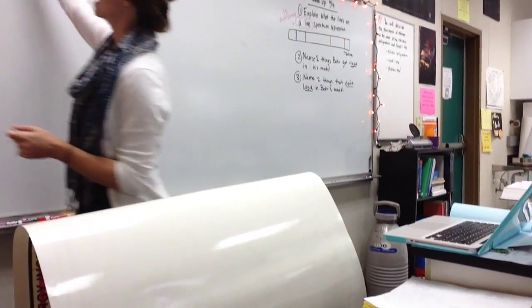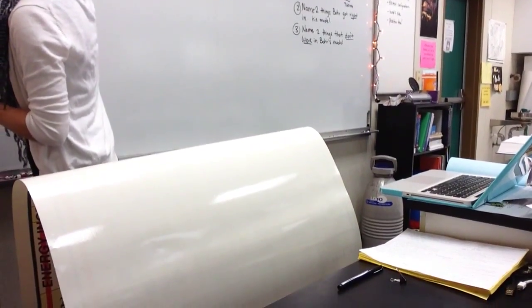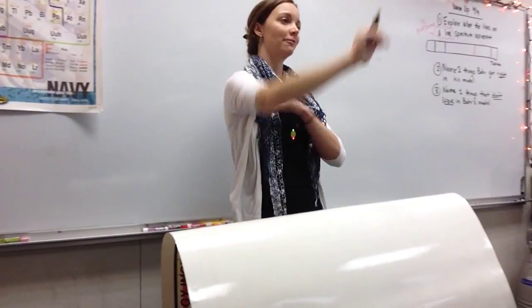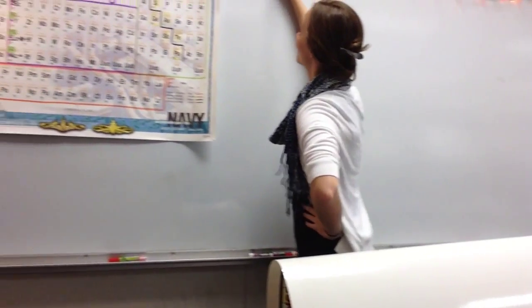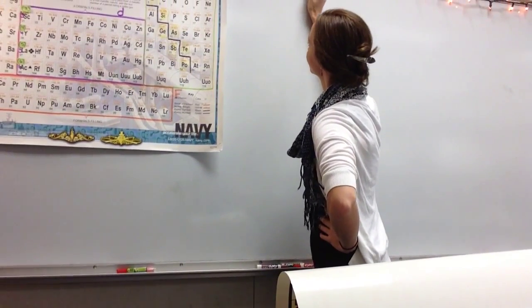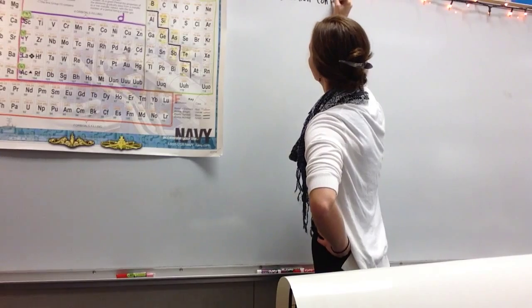This is technically section 6.8. We're skipping 6.7 because it's a fluff section and we don't really need to talk about it. You can read it on your own. But we're talking about electron configurations.